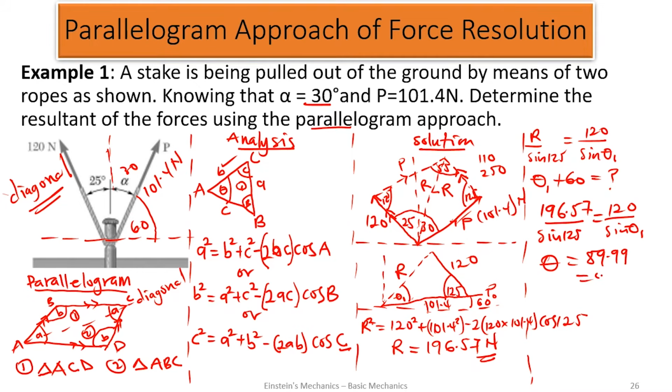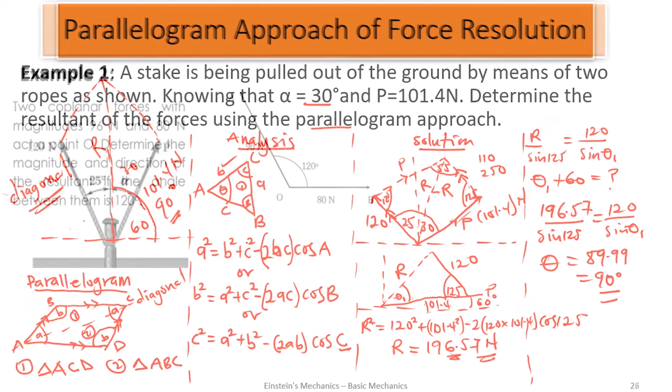89.99, approximately 90 degrees. So what it means is that with these forces, the resultant is what? 90 degrees, almost. So this resultant of 196 will lie on the vertical axis like this. It will be a vertical one. So I can draw it this way and we can have the resultant giving 90 degrees. It's quite simple. Let's look at the second example.